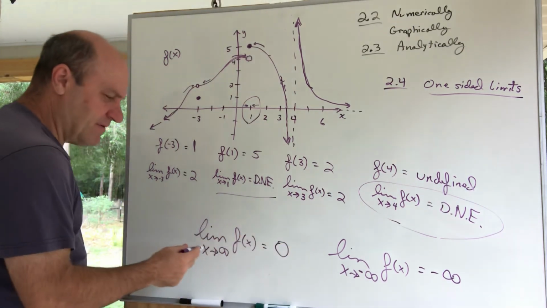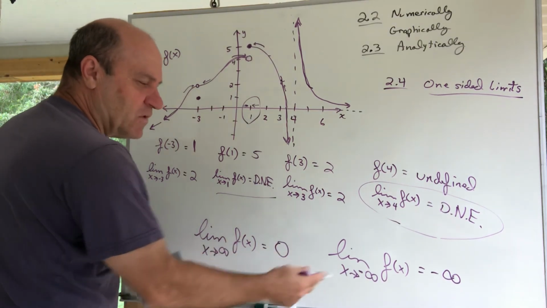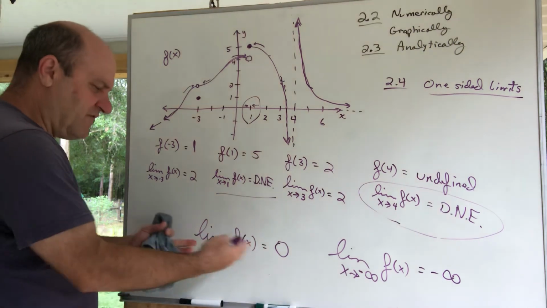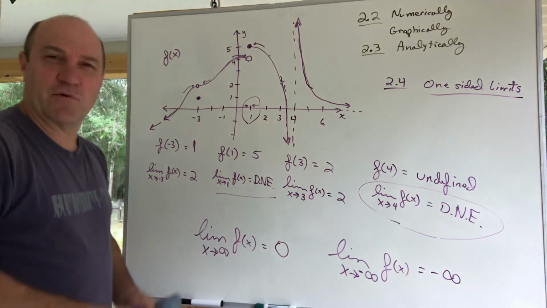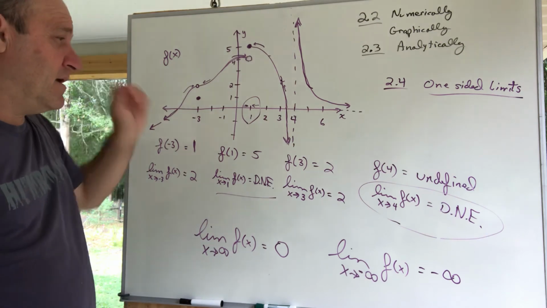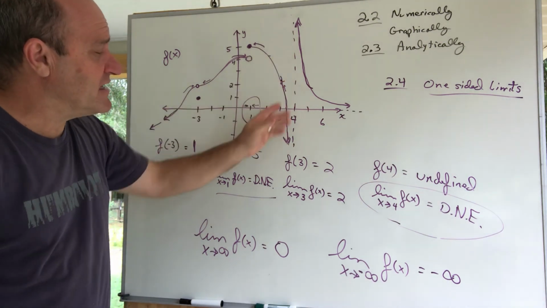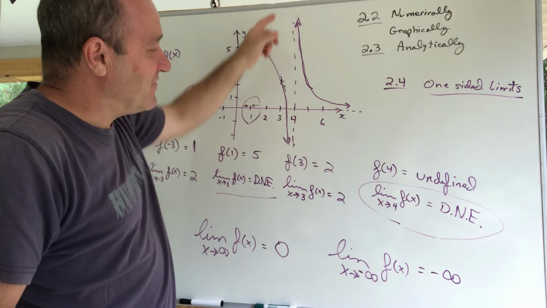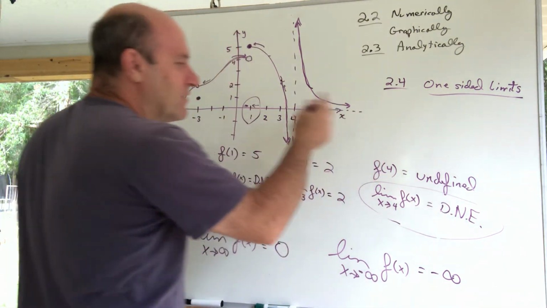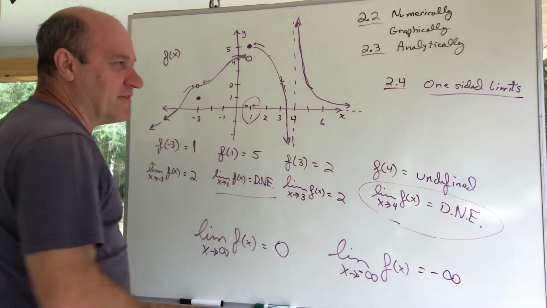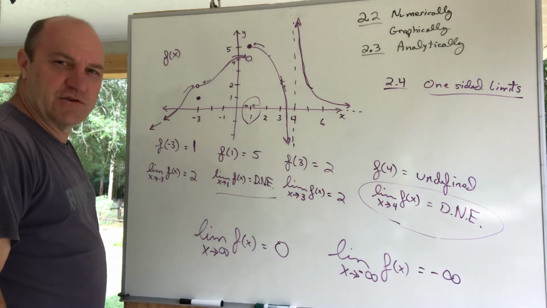These won't show up in the book. They do these limits as x approaches infinity up in chapter 3. But they do these asymptote limits that approach infinity in section 2.5. So we got a little bit of everything going on here, trying to get you used to all kinds of limits.